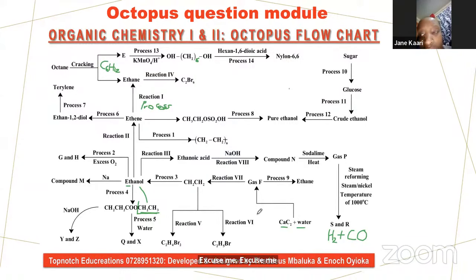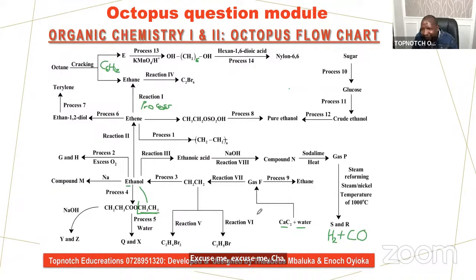Excuse me, teacher. Did you say it is hydrogen gas and carbon 2 oxide, or carbon 4 oxide? 2 oxide. I have even written it. Oh, thanks.